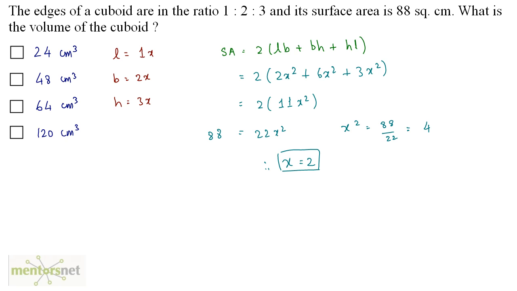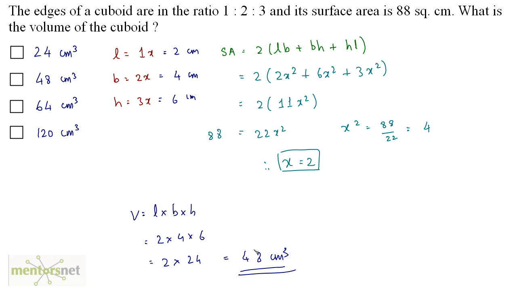Now that we've got the value of x, we can find out the values of L, B and H. So the length is 1x, that is 2, and the breadth is 2 times 2, that's 4, and 3 times 2, which is the height, that's 6. These all will be in centimeters. Now we want to calculate the volume. Volume is equal to L times B times H, and that is equal to 2 times 4 times 6, isn't it? That's 2 times 6, 4 are 24, and 24 times 2 is 48. The unit will be centimeters cube. So that's the volume. Option B.